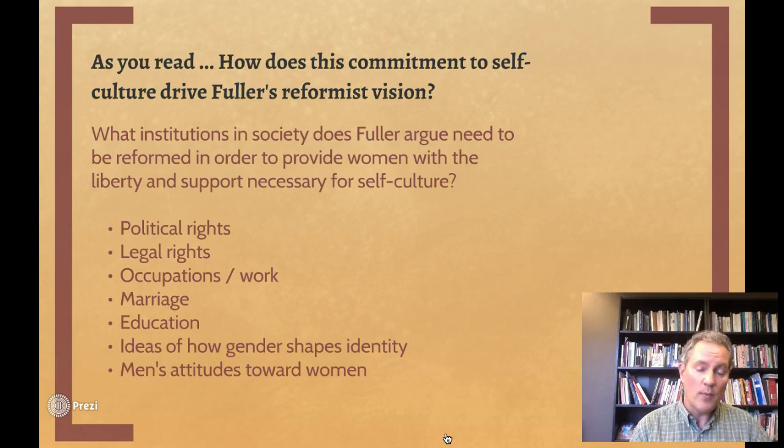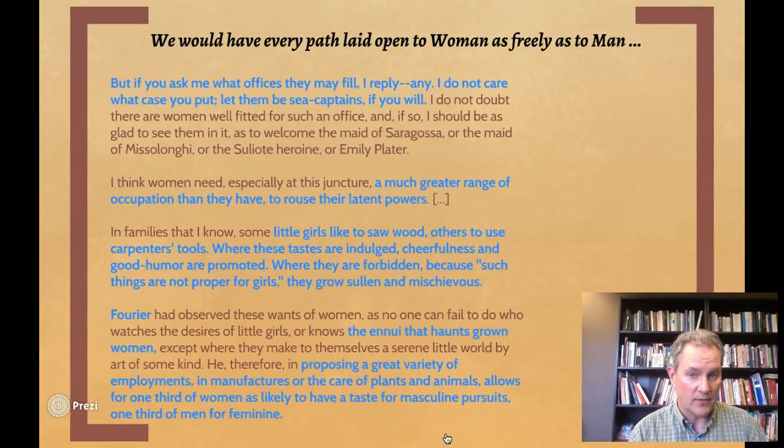So as you're reading Woman in the 19th Century, the excerpts that I've given you, look at what she says about political rights, about legal rights like property, about occupations and work, about marriage and how it should be reformed, about education for women, about how we might need to rethink our ideas about how gender shapes identity, and about men's attitudes towards women. That's just a list. You may find more, but certainly I think you'll see her dealing with all of those.